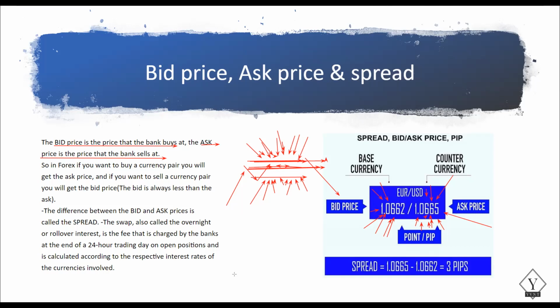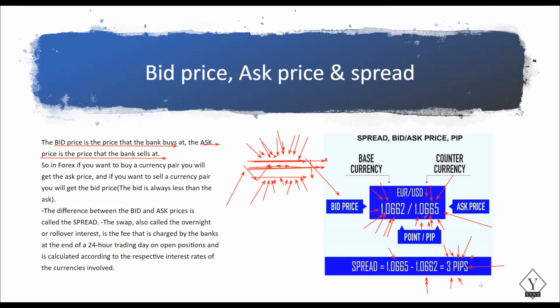Let's continue. Okay, I didn't mention the spread. So the difference between the bid and ask price here is the spread. So in this example, this is the bid and this is the ask price, and the difference between the two is 3 pips. So meaning that the moment you open a trade, you are going to be minus 3 pips, right? So the spread in this broker is currently at 3 pips.